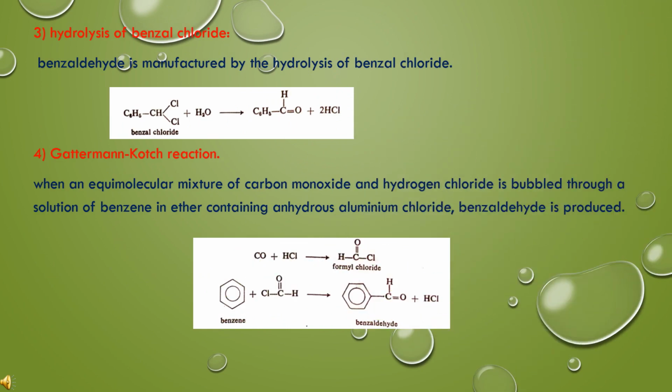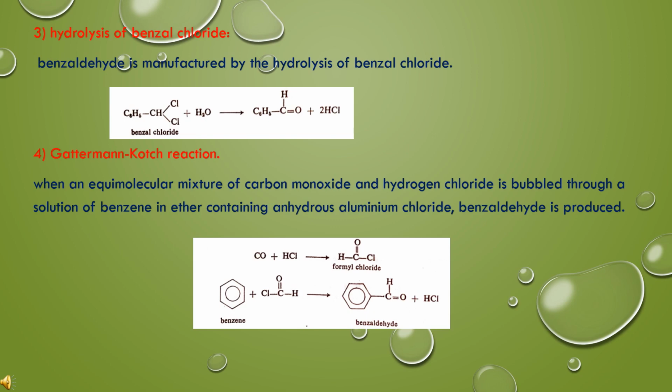Next preparation, hydrolysis of benzyl chloride. Benzyl chloride undergoes hydrolysis, then we get benzaldehyde. The hydrogen from the water molecule and the chlorine from benzyl chloride combine and leave as HCl, a byproduct, and we get benzaldehyde.